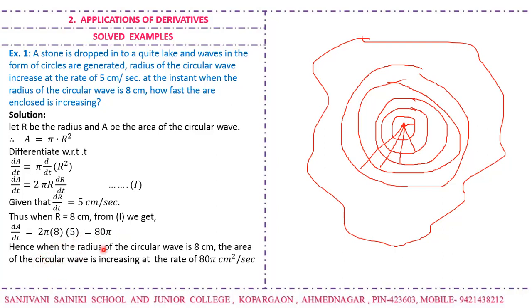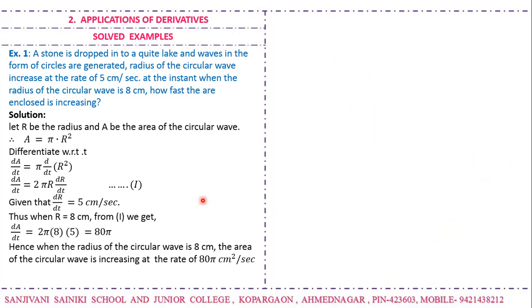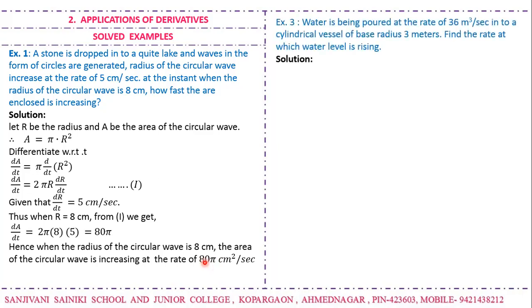Hence, when the radius of the circular wave is 8 centimeter, the area of the circular wave is increasing at the rate of 80 pi centimeter square per second. Okay, so while radius is increasing 5 centimeter per second, the area is increasing at the rate of 80 pi centimeter square per second. Now what is the next example?